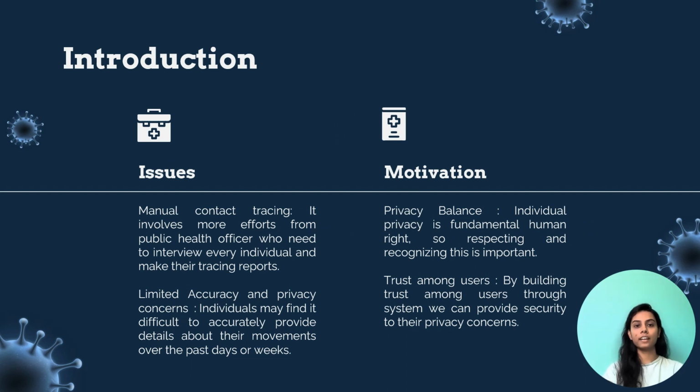Moving on, I have divided the introduction in two ways. First is issues and second is motivation. In issues, the first one is manual contact tracing. This means every officer has to go and check every individual, take interviews, and also make the tracing reports. Another issue we have found is limited accuracy and privacy concerns, where it is difficult to provide accurate details about their movements over past days.